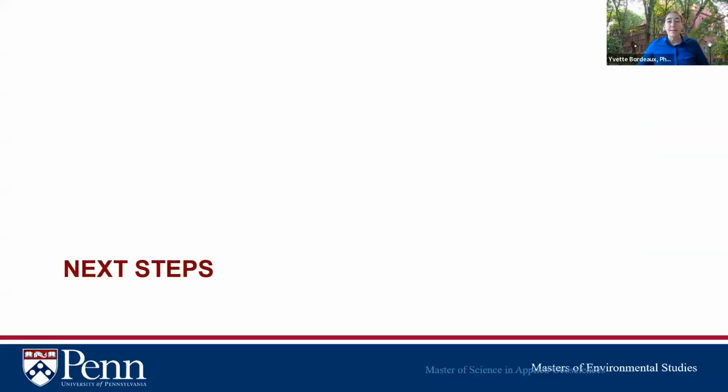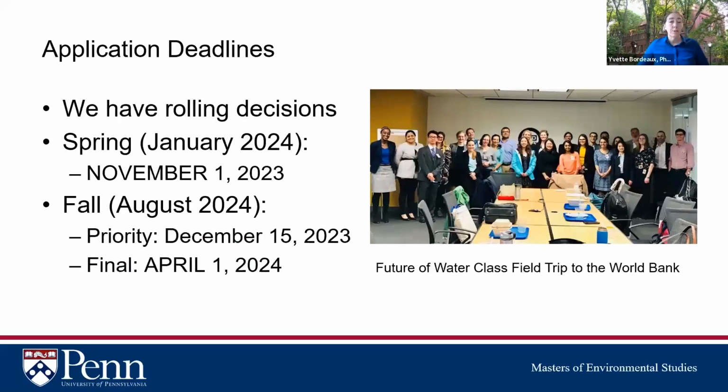All right, so next steps. I think this will answer a number of the questions in the Q&A. We have rolling decisions, so that means that once we receive your application, typically we can get you a response within 10 business days, which is typically an invite for an interview. And our deadlines are November 1st for spring admission, and our priority admission deadline for fall is December 15th. And our final decision deadline is April 1st.